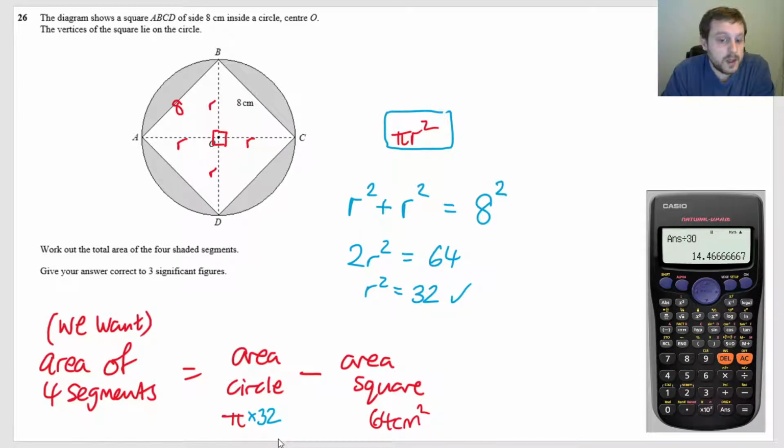So it's 32 pi take away 64. That's what it is. It's 32 pi take away 64. So that would be the exact form. It wants it to 3 significant figures. So let's do that now. So it's 36.5.